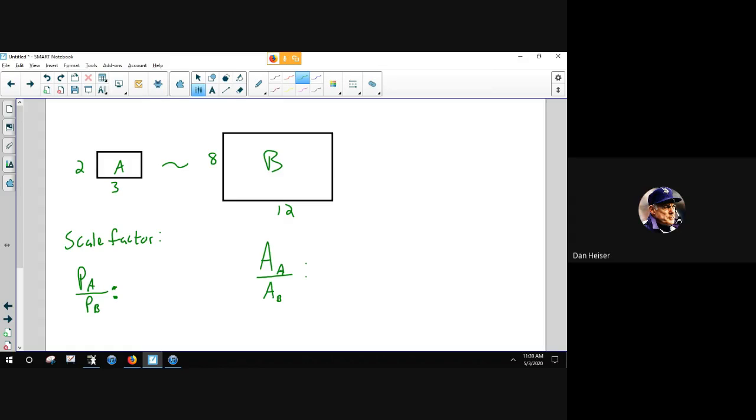Here's our last area topic, and it's going to involve some ratios and proportions. For the moment, here are two similar rectangles, and I have three questions. Scale factor, ratio of their perimeters, ratio of their areas. So hit pause and see if you can come up with these three answers on your own.